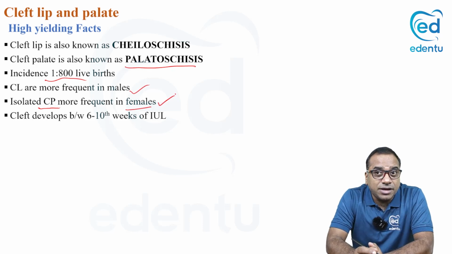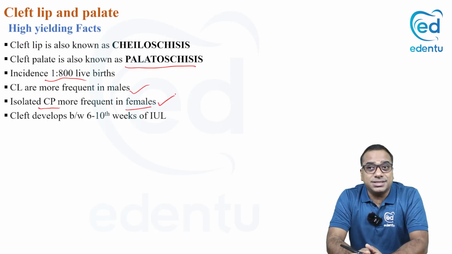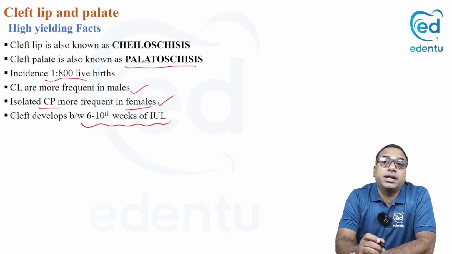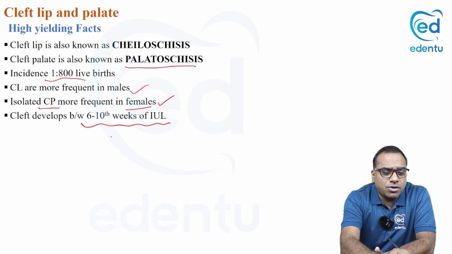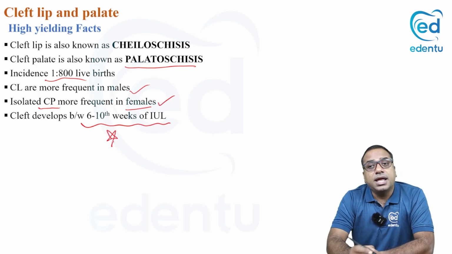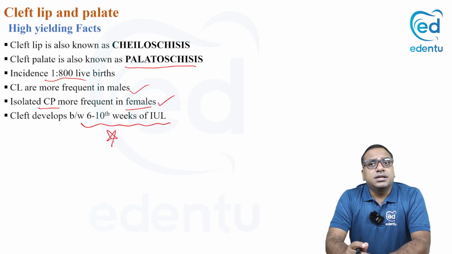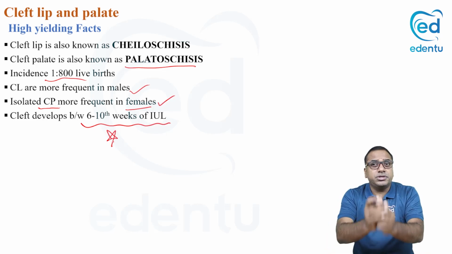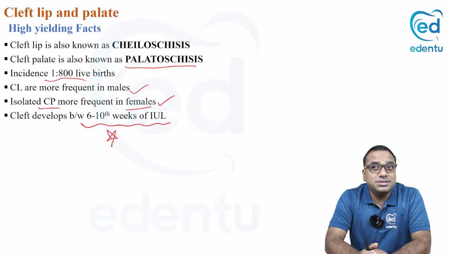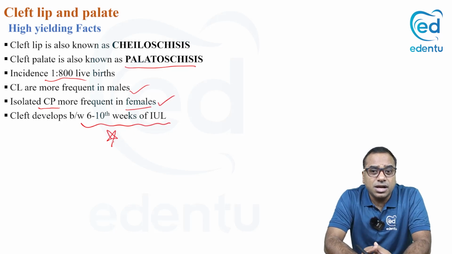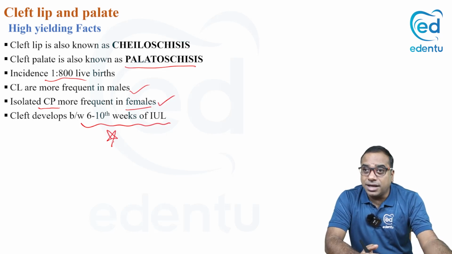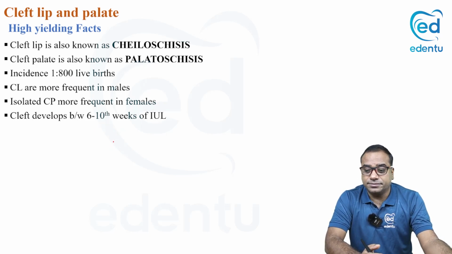And this cleft develops during the embryogenesis stage, that is the 6th to 10th week of intrauterine life. Something goes wrong at this moment in the embryogenesis, defects, we will be studying the genes and all, because of which the problem arises. So these are some high yielding facts which you should be knowing.